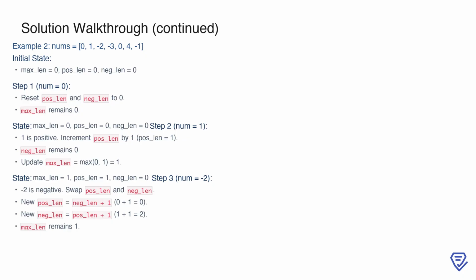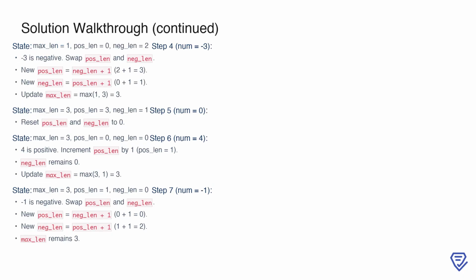For the next number, -2, which is negative, we swap pos_len and neg_len. Since neg_len was 0, the new pos_len becomes 0, and the new neg_len becomes the previous pos_len plus 1, which is 2. Max_len remains 1 because the maximum of 1 and the updated pos_len is still 1.